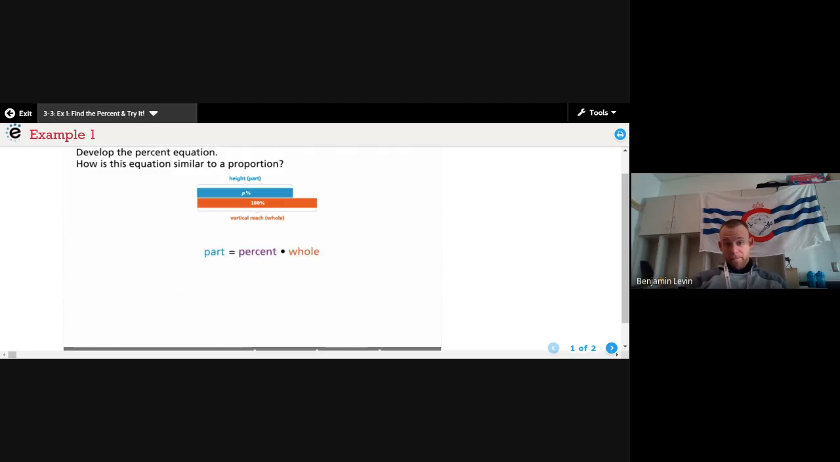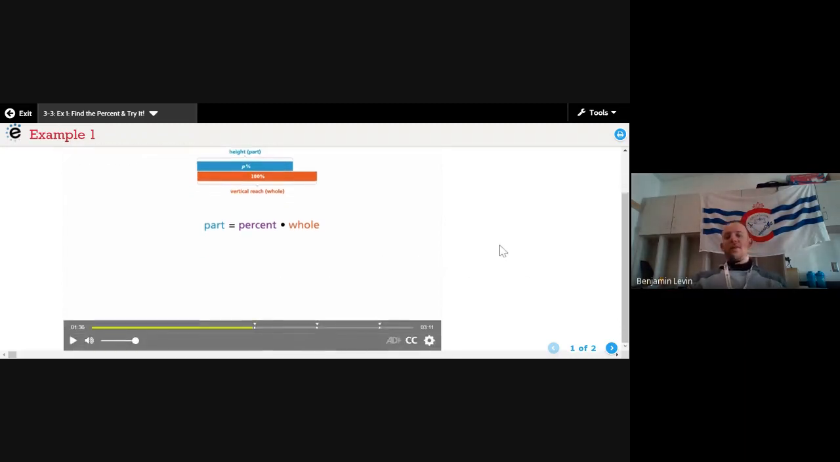How is this equation similar to a proportion? So we're thinking about proportional relationships, right? If we have a ratio of something is 3 times bigger, you're literally saying 3 times this is this, right? So it's the same deal with percent. You can see the times. The dot represents the same thing as an X for times or multiply, right?